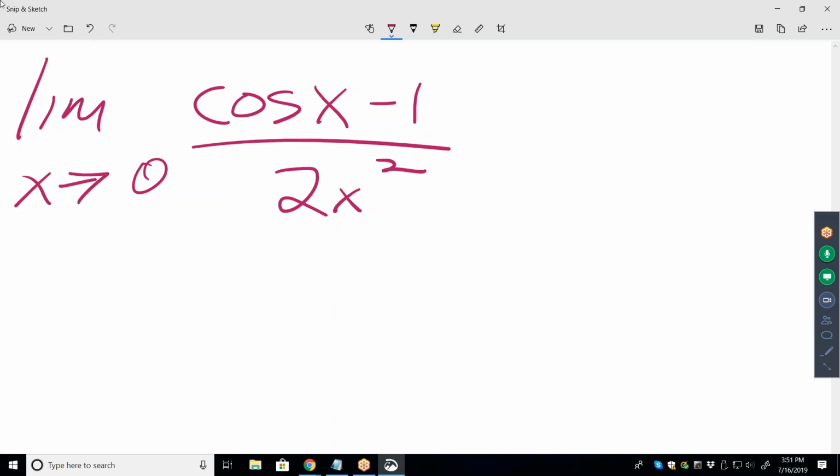Where does x going to infinity come in? We'll get there. That's just another number that x can go to. It can go to 0, it can go to infinity, or it can go to a number. First step is direct substitution. What do you get if you plug in 0? You get 0 over 0. 0 over 0 is not 0. It's indeterminate, is what they call it.